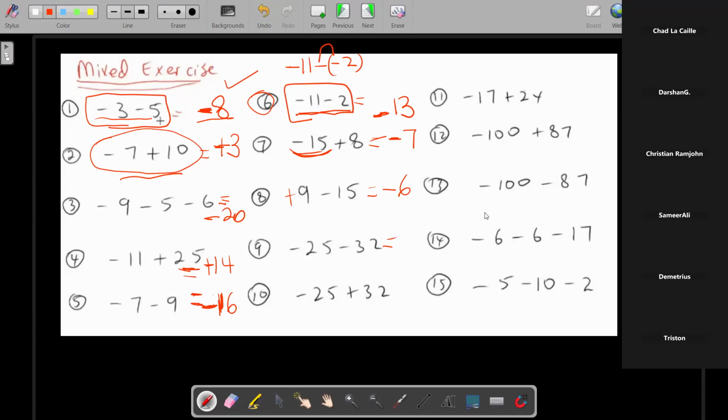Bostic, number 9, come on. Number 9. -25 minus 20. So it'd be 25 plus 32 is 57. So the answer would be -57.